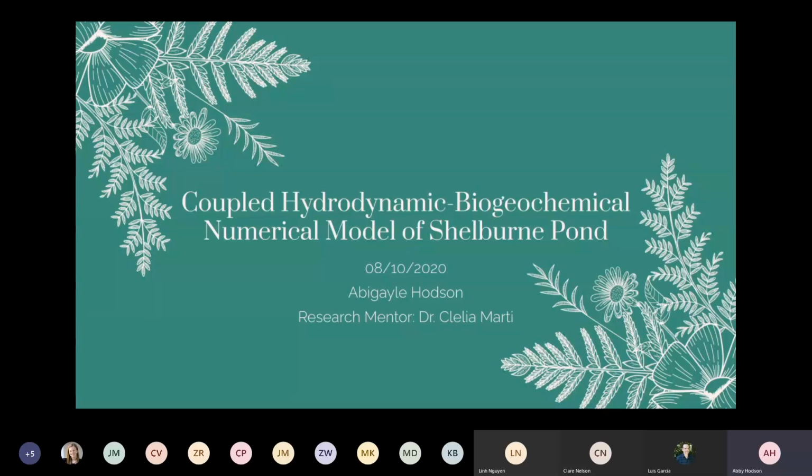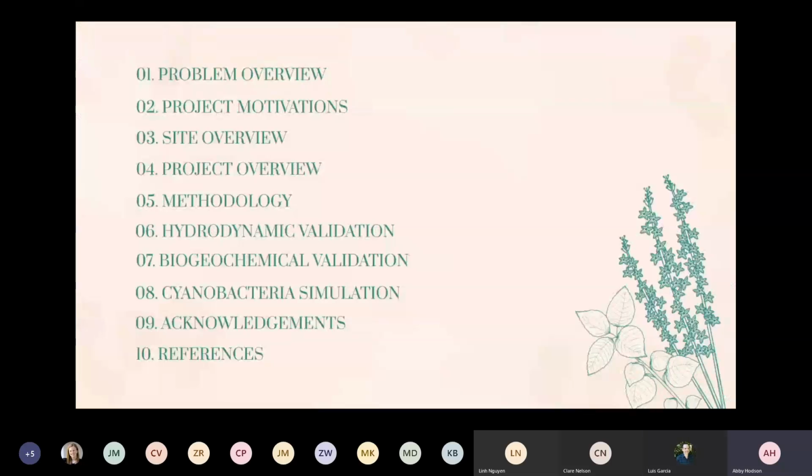Good morning, everybody. My name's Abby Hodson, and this summer I worked on creating a coupled hydrodynamic biogeochemical numerical model of Shelburne Pond, and I did this under the guidance of my research advisor, Dr. Clelia Marti.